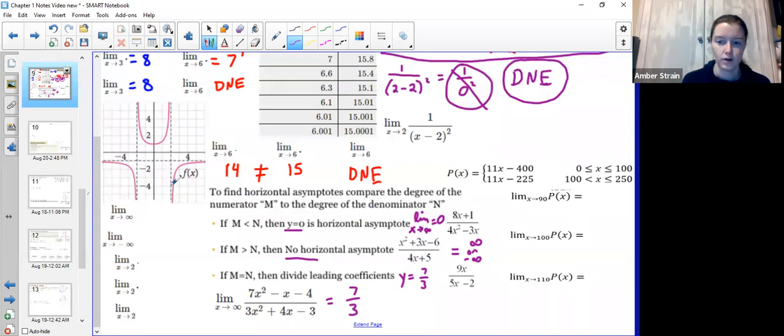Okay, so let's look at it in graph form right here. So here I have the limit as x goes to infinity. That's the positive infinity going this direction. So we can see from the graph that it's leveling off right here at this dotted line, which has a y value of -1.